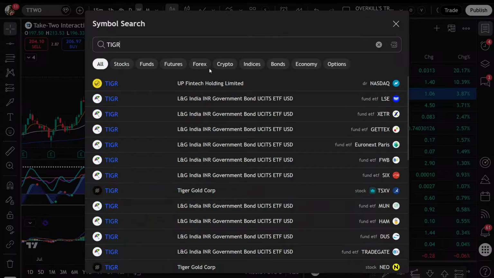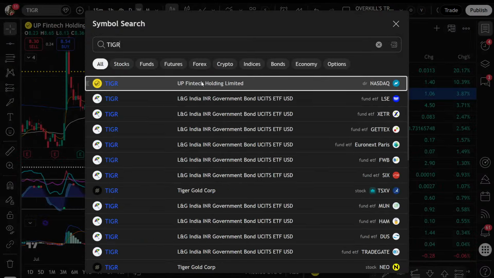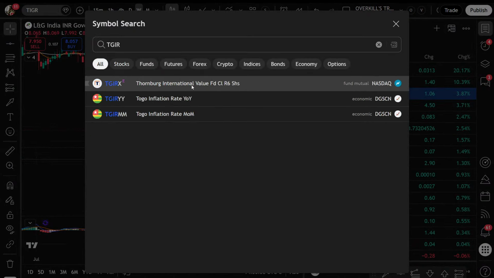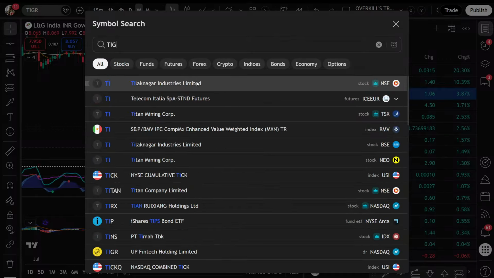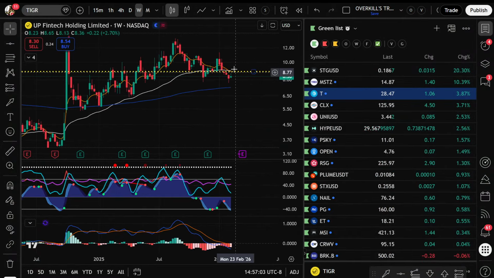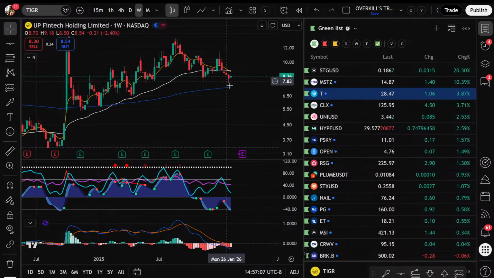Tiger and Pabs, TIGR. TIGR on the NASDAQ. Speaking of sun, I'm going to go get some after this. TIGR. We'll answer a couple more requests. If you guys got them, go ahead and get them in. This one looks good. We're up above the average, so that means we're in an uptrend.